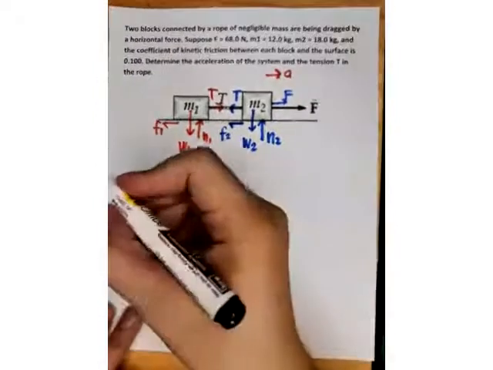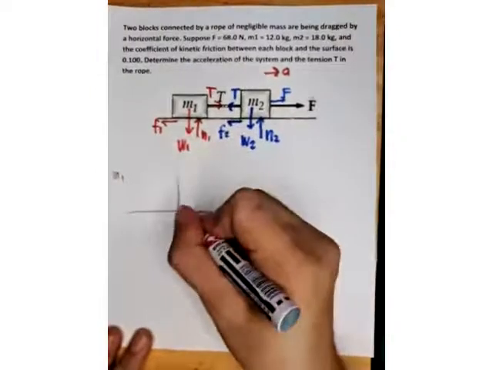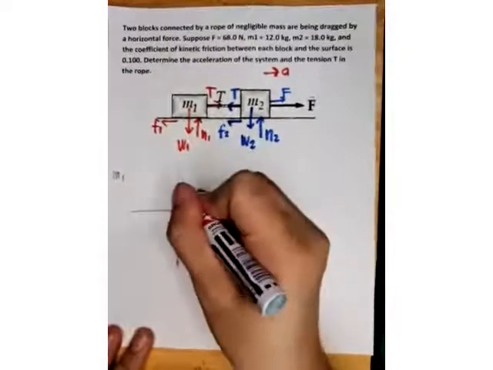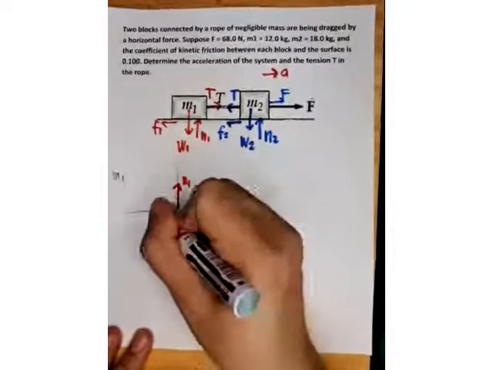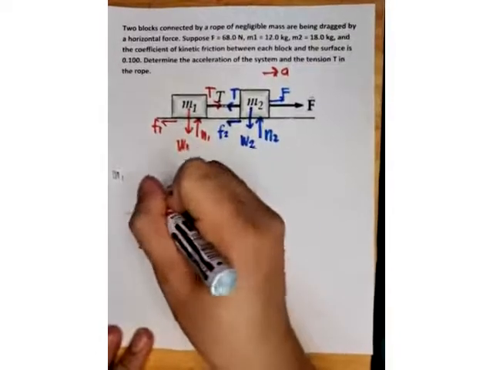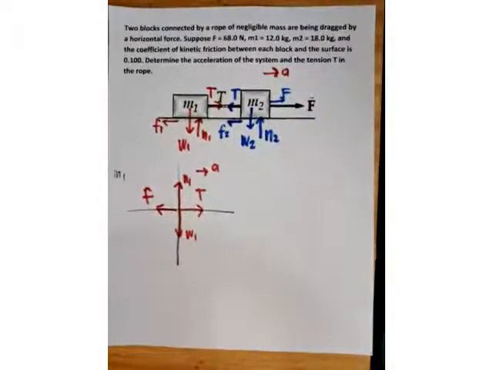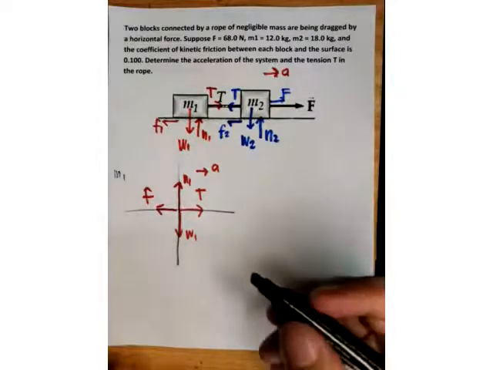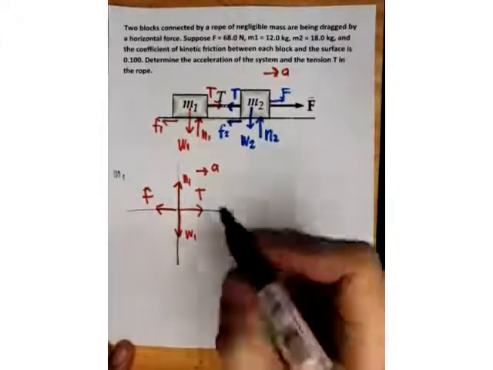So the first object first, M1. So the forces are, we have the tension to the right, normal upward, weight downward, and then the frictional force to the left. And then acceleration is in this direction. Again, do we have a frictional force? Yes, so that means we need the normal force. So let's solve for the normal force first. We always do that first if we have a frictional force, especially if the coefficient is given.